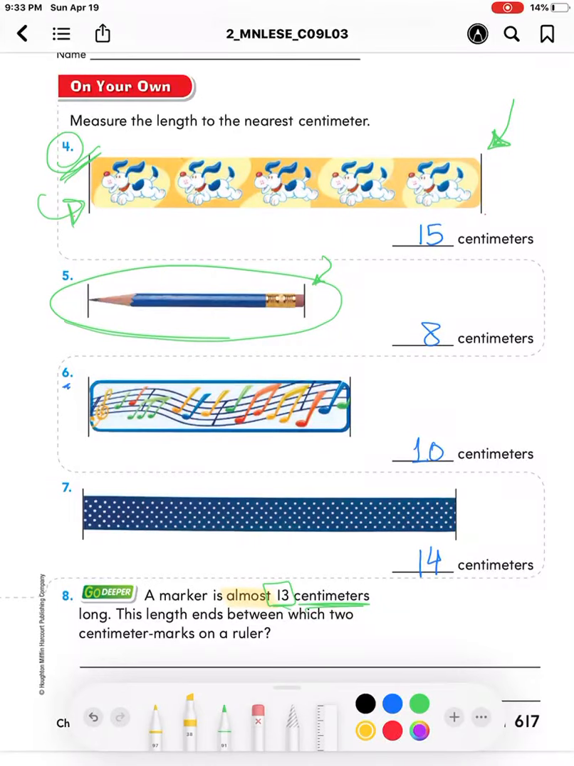A tiny distance or a tiny length, so it would reach the 13 centimeter. So let's imagine that we have this ruler. I'm sorry, not this one. Okay, let's imagine that we got this ruler, and here we got the marker.